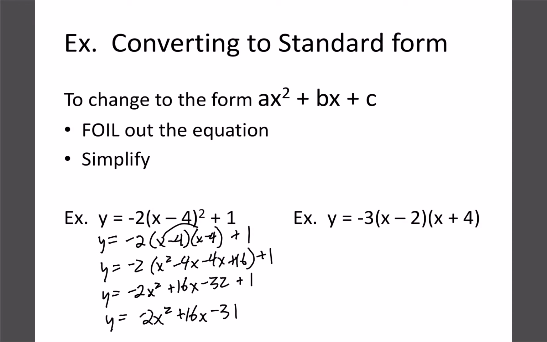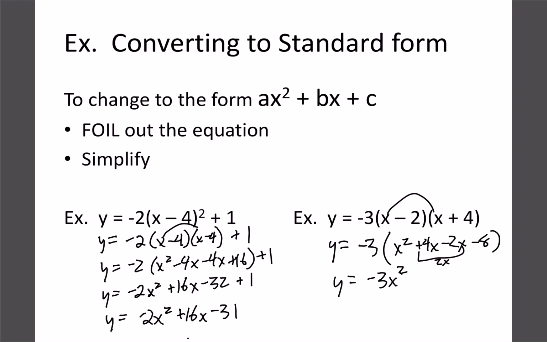So it's pretty easy, just FOILing things out, nothing too complicated. And if I gave it to you in factored form, it's still the same. FOIL it out again. So x times x is x squared. Then we get a 4x, a minus 2x, and a minus 8. So let's just multiply all of that by negative 3, so negative 3x squared. These two together would be 2x, so 2 times negative 3 would be negative 6x.